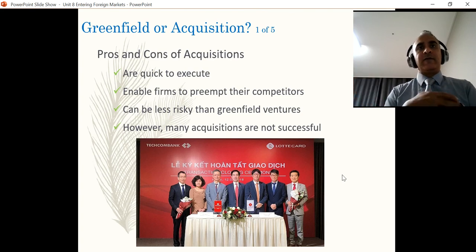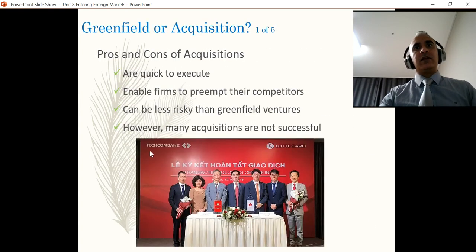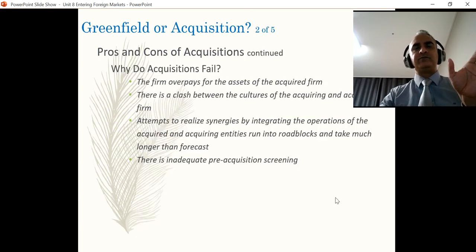They already have the customers, they already have the locations, they already have the system, everything is there. The only thing is that you have to change what? The management know-how. I'm going to change the practices of the bank to the Lotte Card practice. And that's it. It's very simple as that.